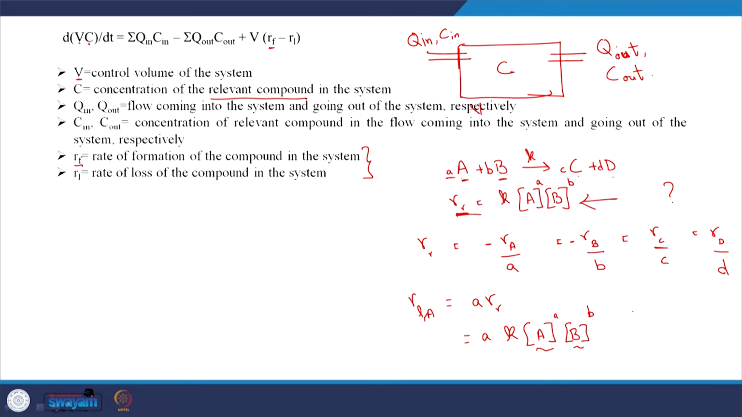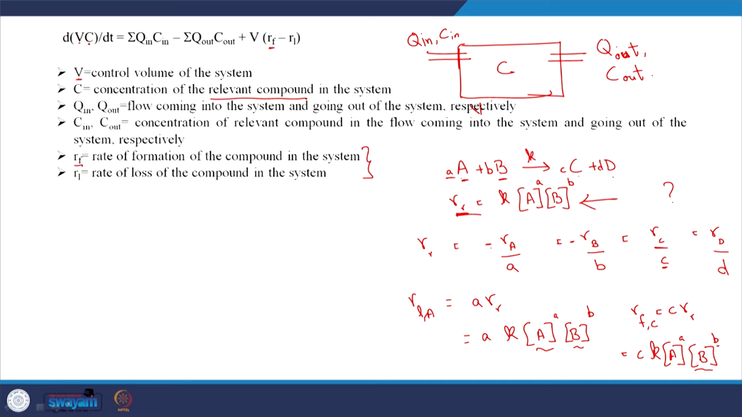For example, RC, rate of formation of C, is equal to c, the stoichiometric coefficient of C, times the rate of the reaction. So, that is equal to c times K into concentration of A raised to the stoichiometric coefficient of A, concentration of B raised to the stoichiometric coefficient of B.